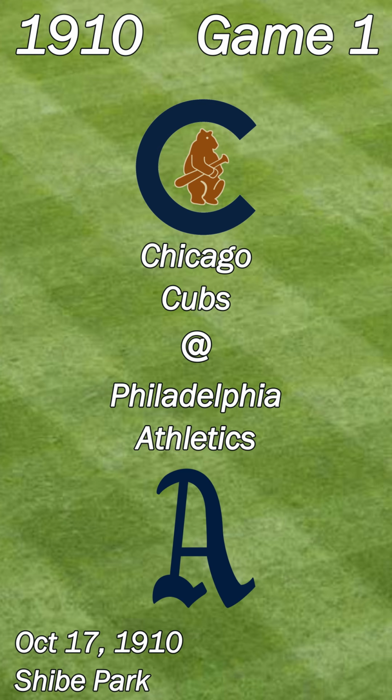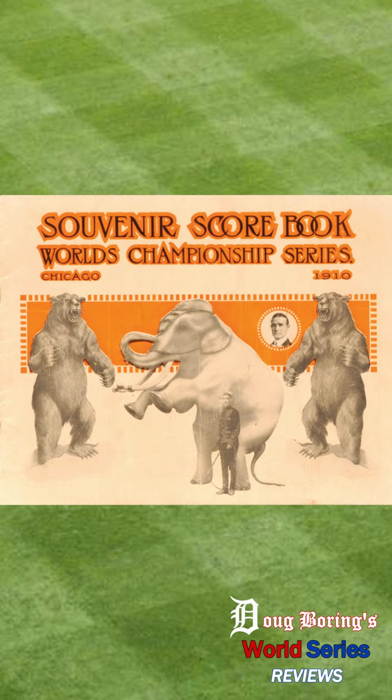The 1910 World Series between the Philadelphia Athletics and the Chicago Cubs. After missing out on the pennant in 1909, Frank Chance and the Cubs returned to the World Series for the fourth time in 5 years.